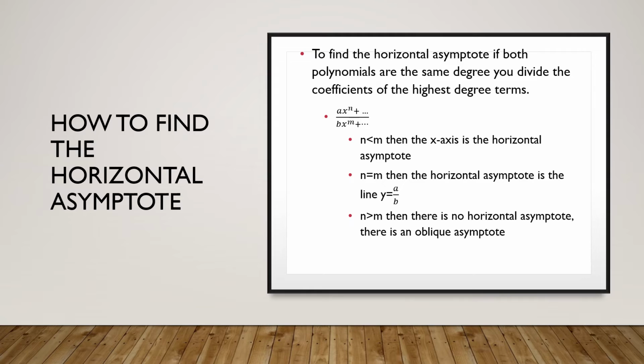To find the horizontal asymptote, if both polynomials are the same degree, you divide the coefficients of the highest degree terms. If n is less than m, then the x-axis is the horizontal asymptote. If n is equal to m, then the horizontal asymptote is the line y equals a over b. If n is greater than m, then there is no horizontal asymptote, there is an oblique asymptote.